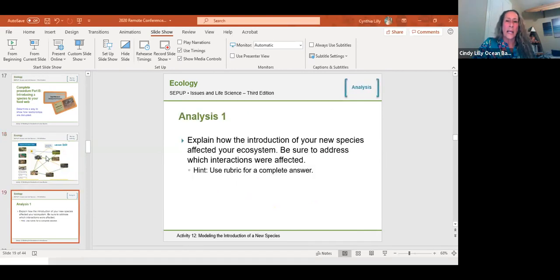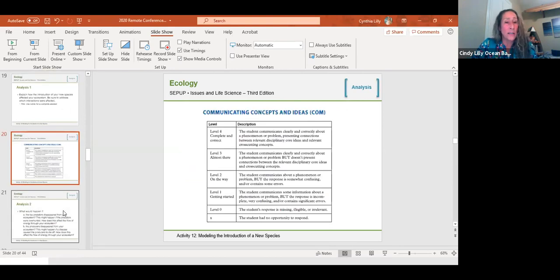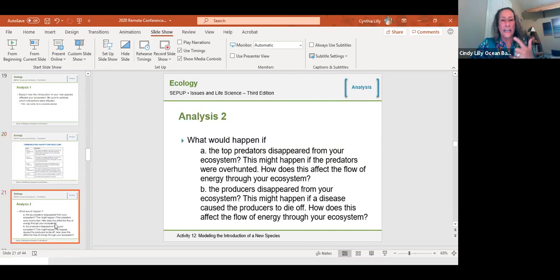So at this point, the analysis question that we're going to look at is, they have to explain how the introduction of their new species affected their ecosystem. And I am asking that they're specific about talking about matter and energy, what's happening to that inside of their ecosystem. And the next question, there is another rubric that you could use for communicating concepts and ideas. But I really like the next one.